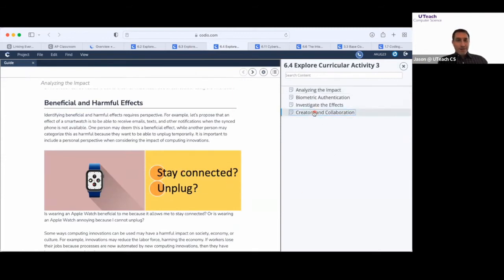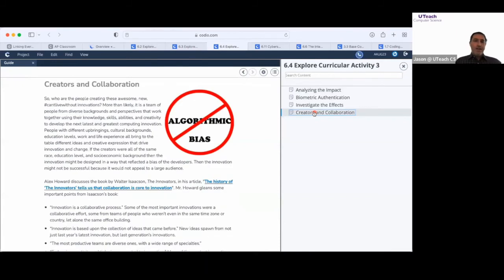And more importantly, this page right here, creators and collaboration. They like to test this on the exam because what they're really talking about is how through collaboration, we reduce algorithmic bias. If you have a diverse group of people to collaborate with when you're coding and working on projects, there's less of a chance of algorithmic bias because more people from diverse backgrounds are in on the developmental process.